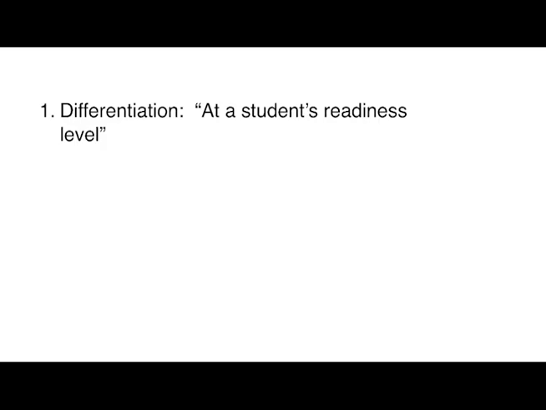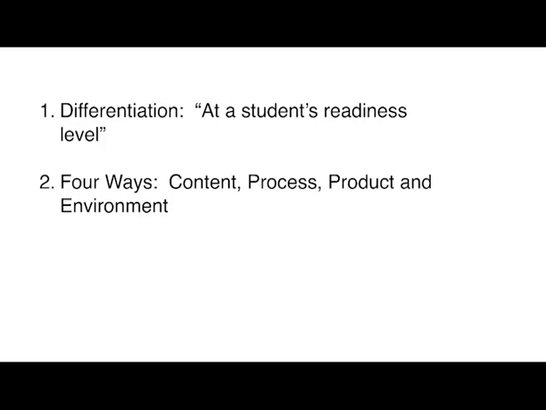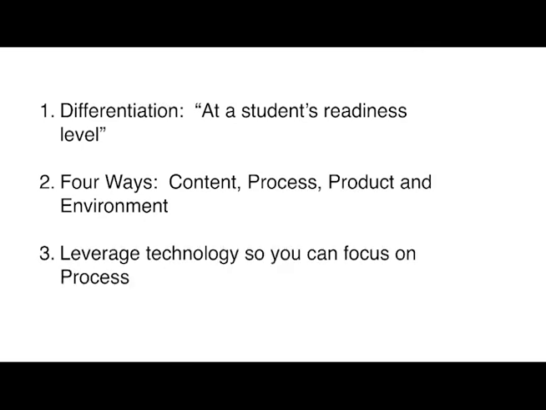All right, well, that about wraps up our video on differentiation. I know there's a lot more we could talk about, but I want to keep this video marginally short here. But in good teaching style, let's just quickly wrap up. Differentiation is meeting students at their readiness level. And there are 4 ways to do that. You can do that by content, you can do that by process, you can do that by product, and you can do that by the environment. I would encourage you to try to use technology wherever you can to get rid of the grunt work. So you have more time to really differentiate by the process, because that's the meaningful stuff that can really impact students' lives.